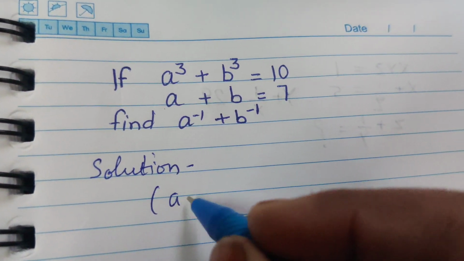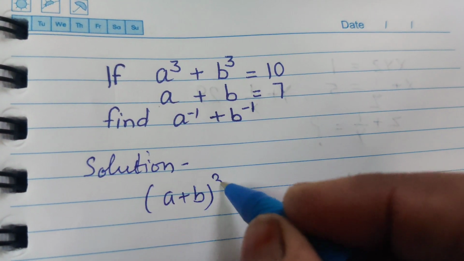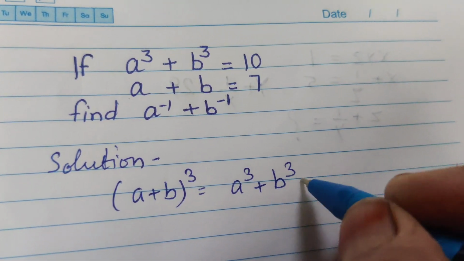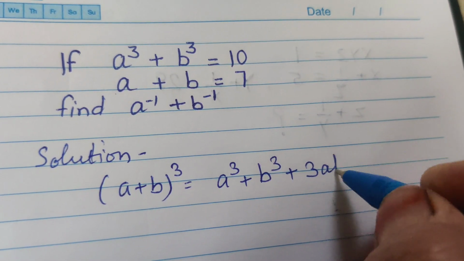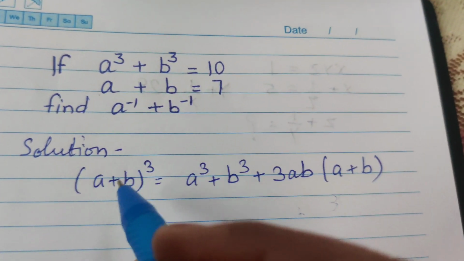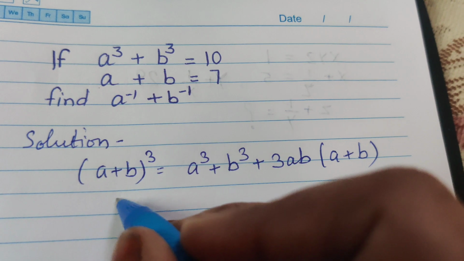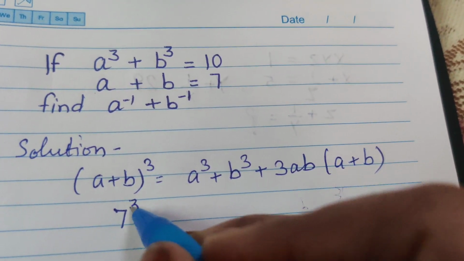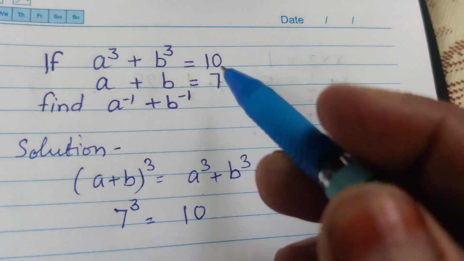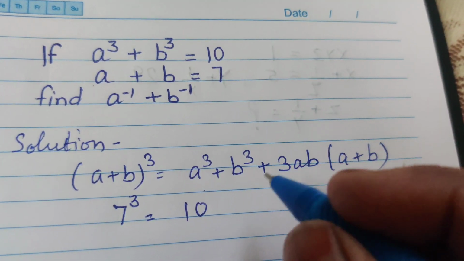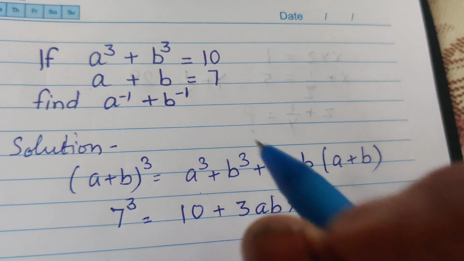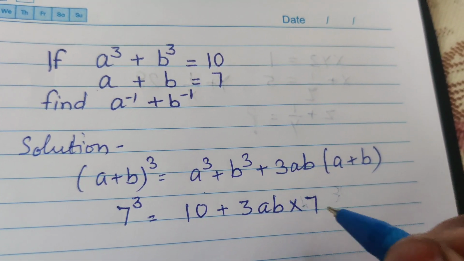We know that (a plus b) whole cube equal to a cube plus b cube plus 3ab(a plus b). This is an identity. The value of a plus b is 7, and a cube plus b cube equal to 10, as given. Now 3ab and a plus b equal to 7.